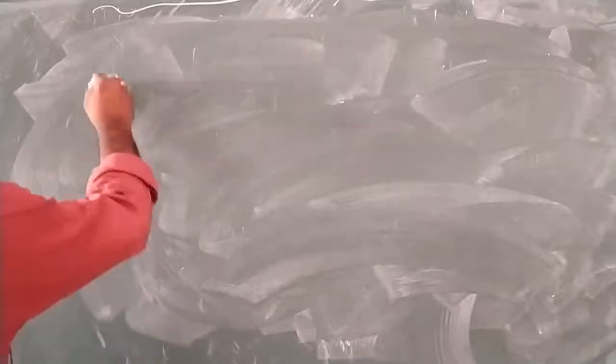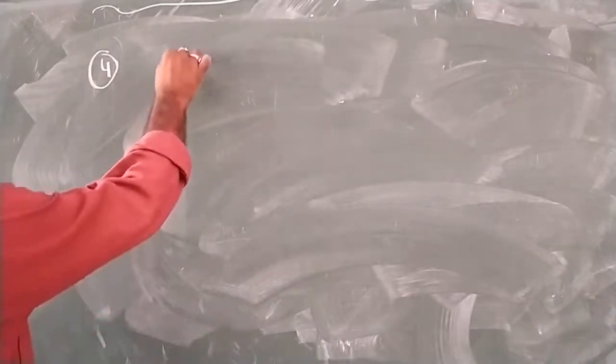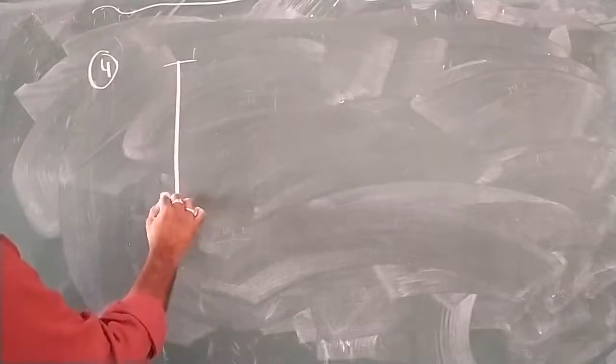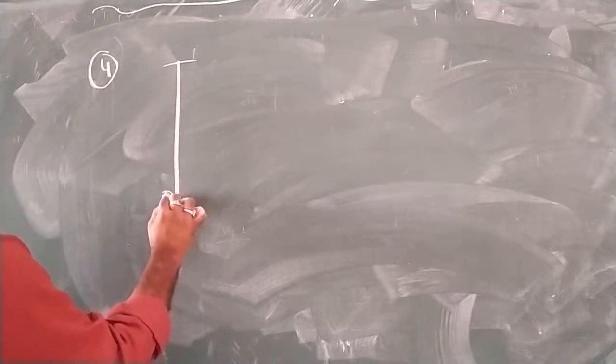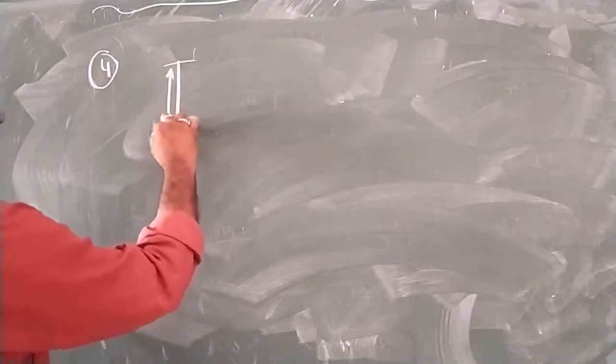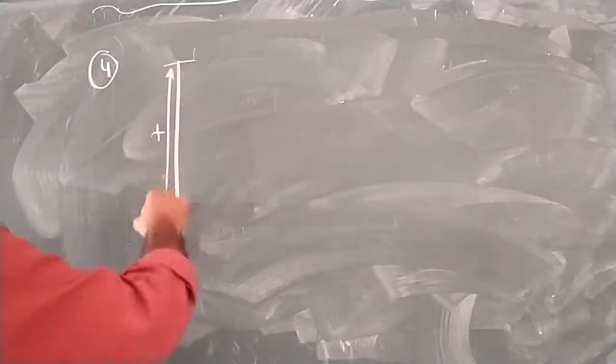Next question, let us see the fourth question. The question is, a ball is thrown vertically upwards. Let us think of it like this: a ball we are throwing, this is a ball, and we are throwing it upwards in this direction. It will cover some distance. Let us assume the distance is x.